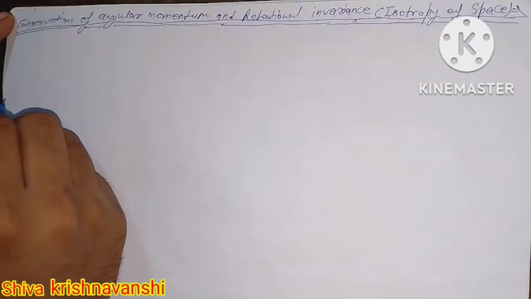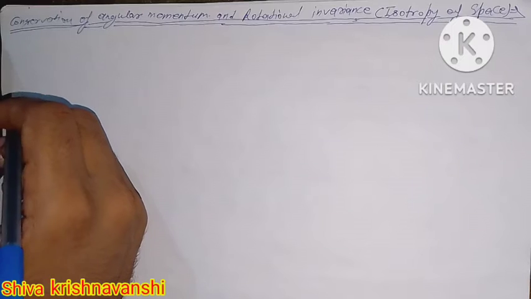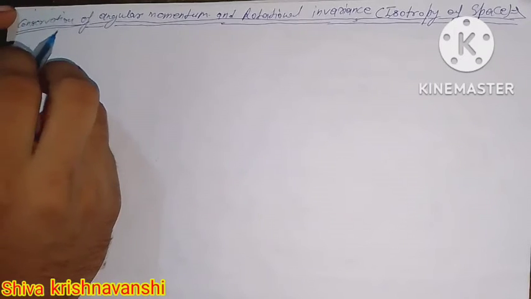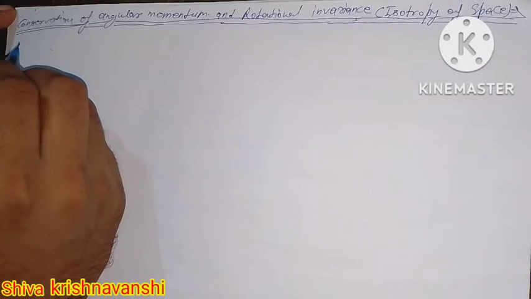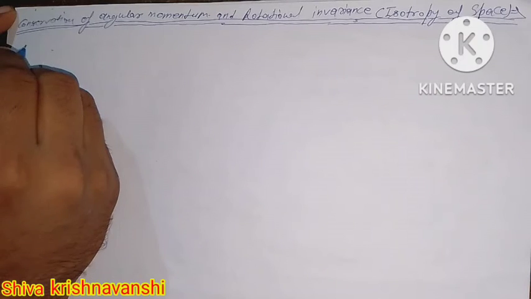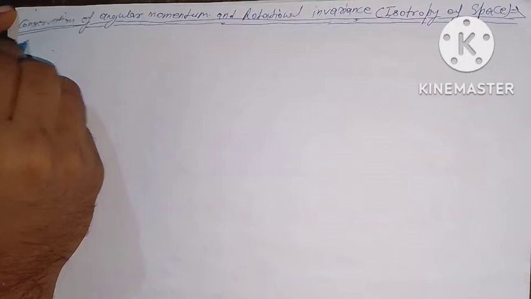Conservation of angular momentum and rotational invariance, isotropy of space. The space simultaneously possesses the property of linear uniformity and rotational invariance.